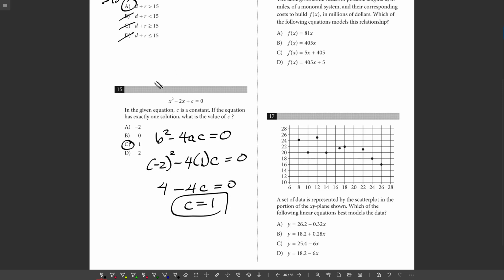And indeed, if you didn't know this, you can plug these in or graph them. When you graph, when c is 1, you'll get a curve that looks something like that. In addition, which by the way has one intercept, one solution, if you were to try to factor this, you would see that this factors into x minus 1 squared, which again yields one solution. So there's a lot of options for this. I think the discriminant is the fastest, so 15 is C.